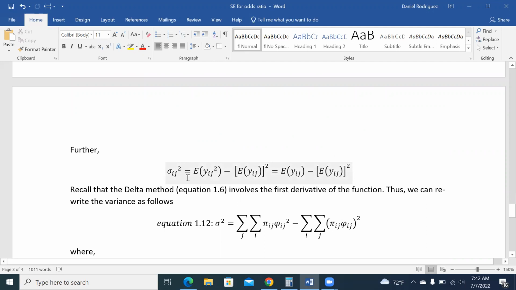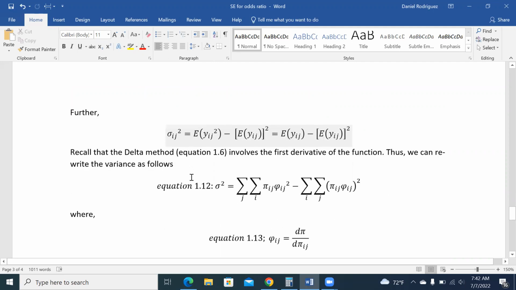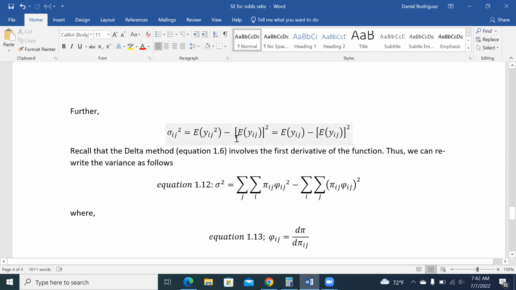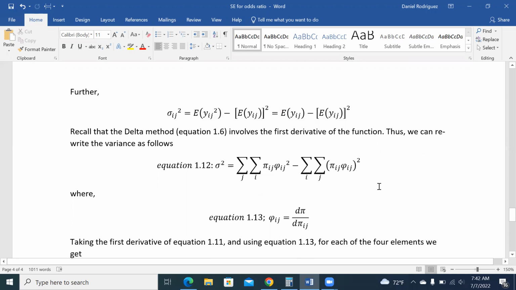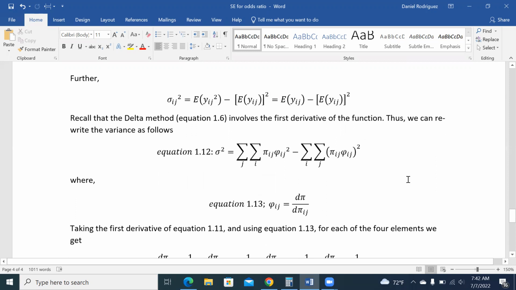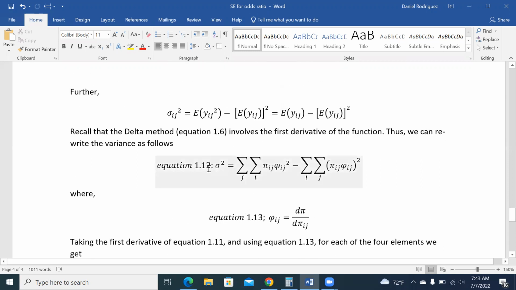In calculating the variance for each of those cells, we have the prototypical variance equation. I think I have a video showing this as a shortcut variance formula. It's the expected value of whatever the variable is squared minus the expected value of that variable, in brackets, squared. But because we know Yij squared is equal to Yij, we can just make this substitution here. This will come in handy later, because with the delta method, we have to end up calculating the variance, and the variance for us is going to be as follows.